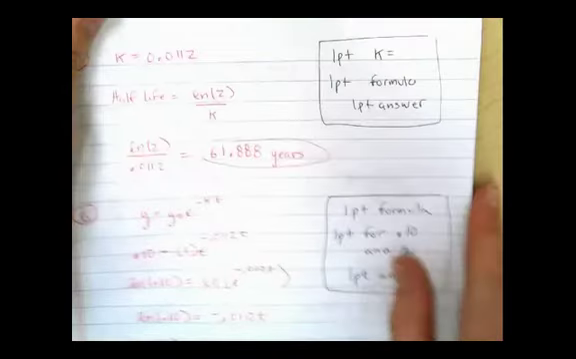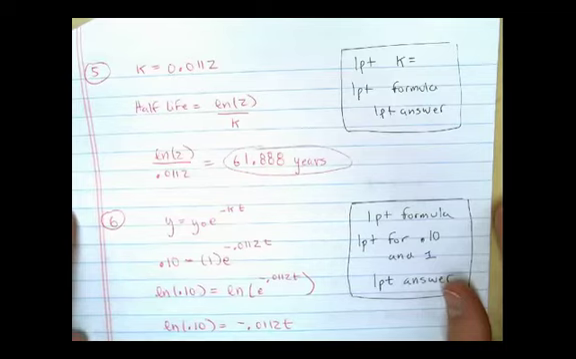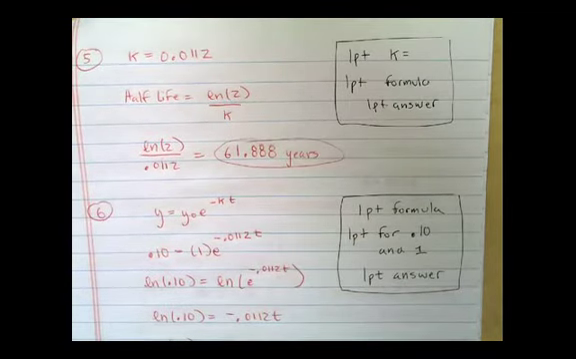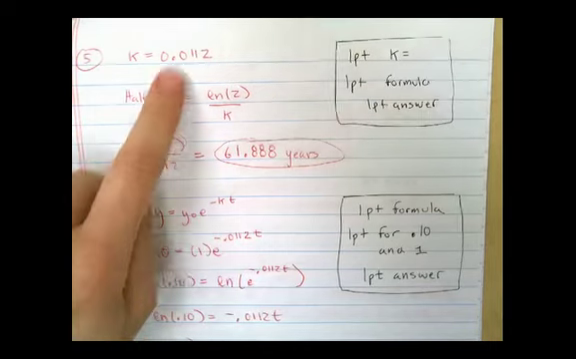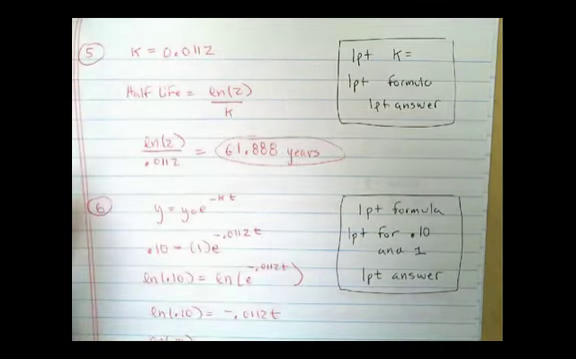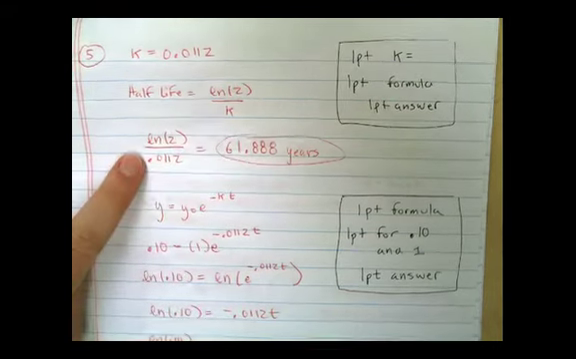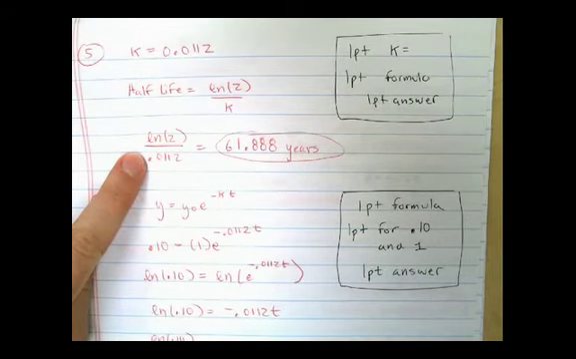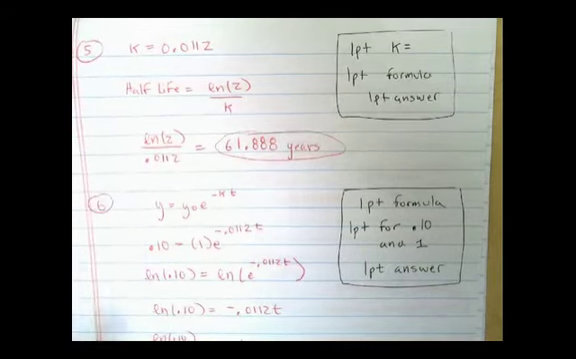And then question number 5 are radioactive problems. We've got 1 point for solving for K and 1 point for the formula and 1 point for the answer. So K is 0.0112. Half-life formula is natural log of 2 divided by K. And plug it in, you get 61.8888 years. So there's our 3 points for that problem.